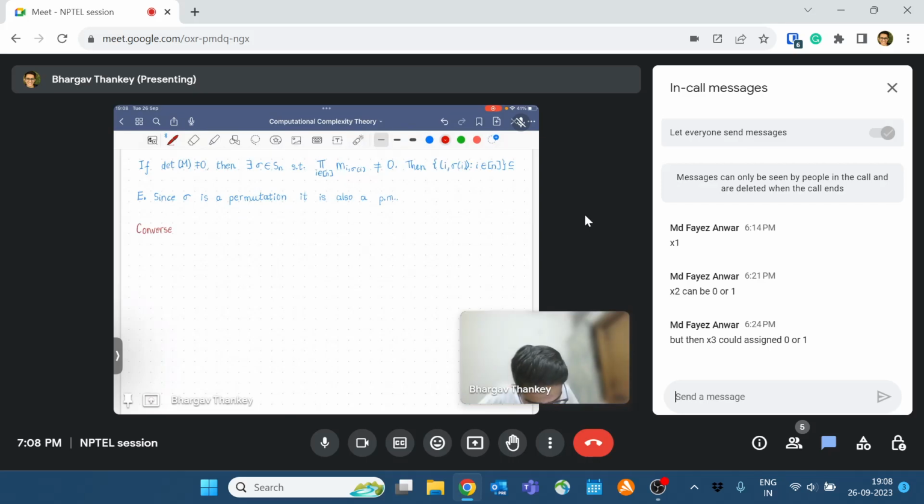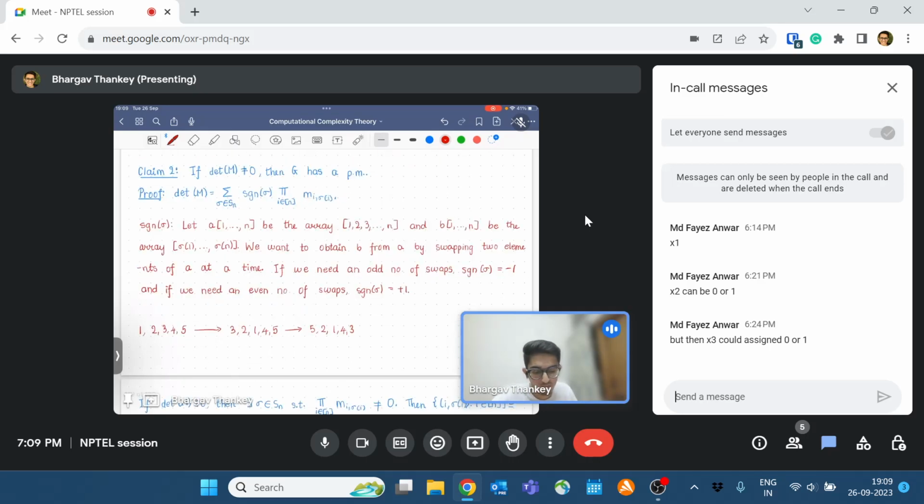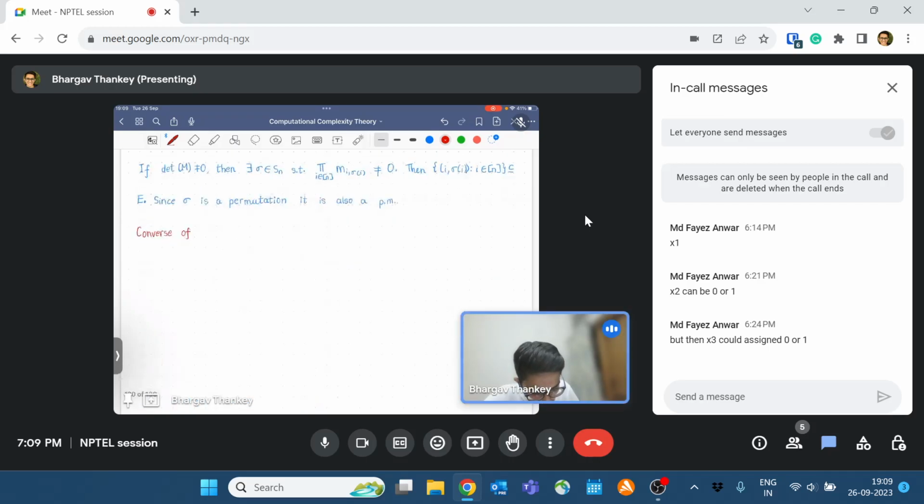I'm just asking out of curiosity: since we have some relationship between the eigenvalues and the determinant, can we extend whatever conclusion we are drawing here to the eigenvalues? Yes, you can say that at least one eigenvalue should be non-zero. Or rather, if at least one eigenvalue is non-zero, then G has a perfect matching. And the converse of claim 2 is not true.